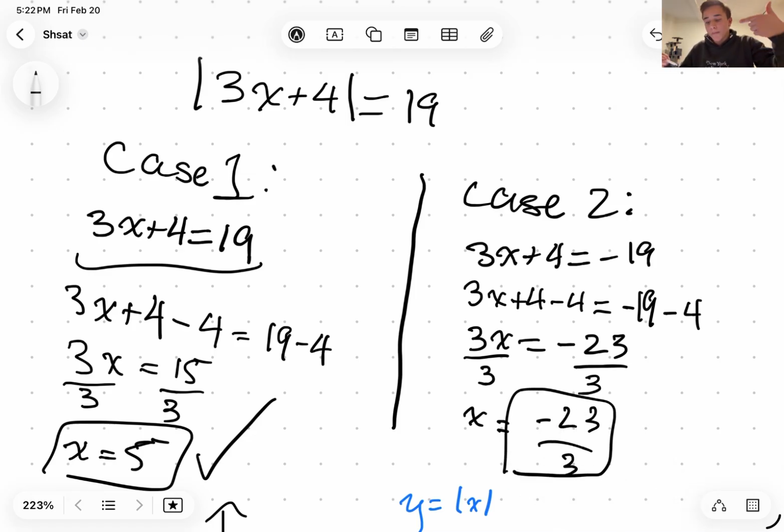So again, you can plug that back in. So negative 23 times 3 divided by 3 is negative 23. And when you add 4 to that, you get negative 19. And we know that the absolute value of negative 19 equals 19. So negative 23 thirds works as a solution for x.